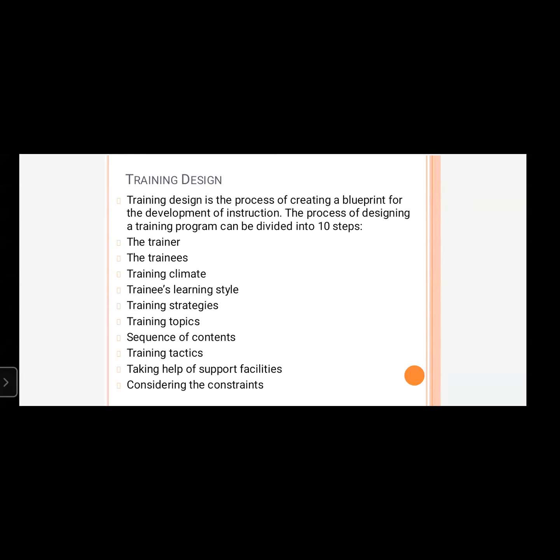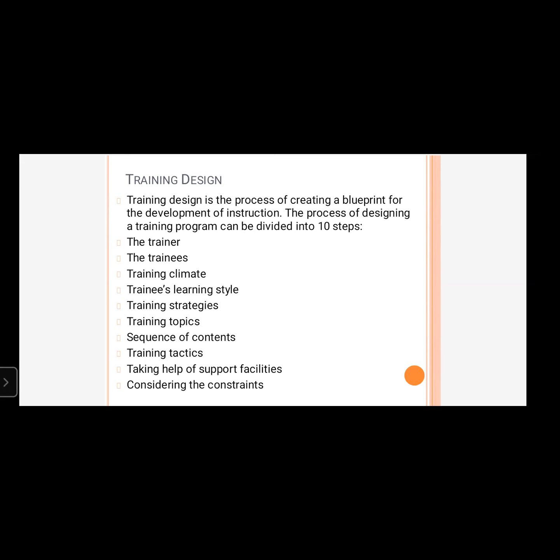Next one, training topics. Training topics, it is the subject area where the training is to be given. Next one, sequence of contents. Now, sequence of content is very essential. So, sequence of content means that training should be imparted to the trainees step by step. So, always step one should be the first one to be taught, step two should be the second one, step three should be the third one.